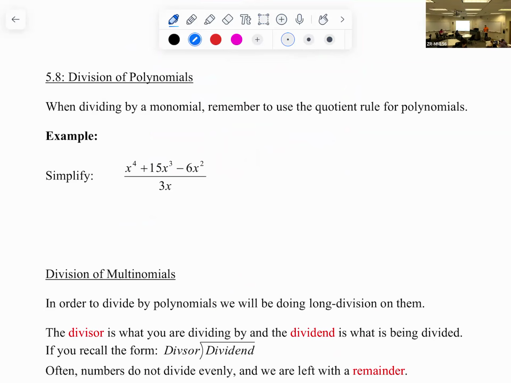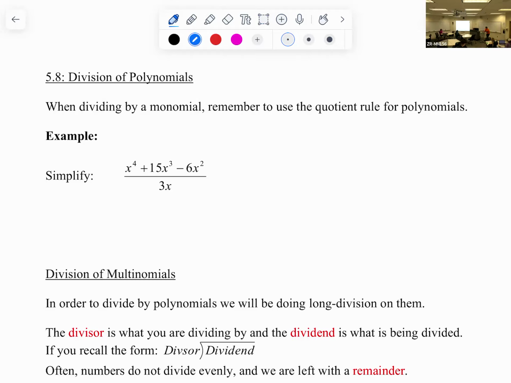All right, as for today, we're doing the last bit of chapter 5, and this is everything for the midterm. And the last bit is division. So we did addition, subtraction, multiplication of polynomials, and the last bit is division. So we're going to start off with the simple one, which is dividing a monomial, a single term, into a polynomial.